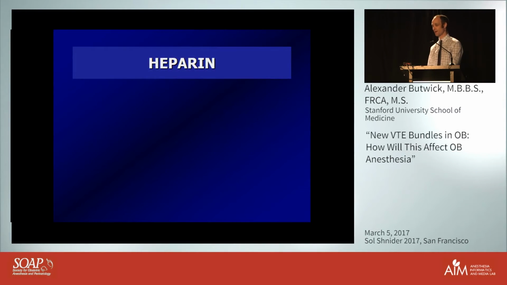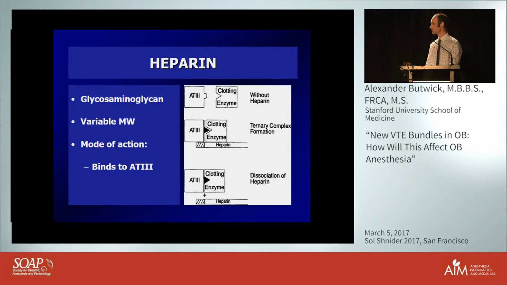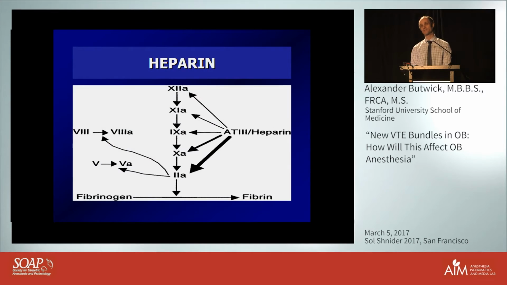Okay, so let's look at heparin first. So let's just remind ourselves about what heparin is. It's a glycosaminoglycan. It's got variable molecular weight, and its primary mode of action is by binding to antithrombin 3, which inactivates a number of different clotting enzymes. What are these enzymes? Well, they invariably reside on the intrinsic side of the old clotting cascade, so 12A, 11A, 9A, 10A which lives in the final common pathway, and factor 2A.